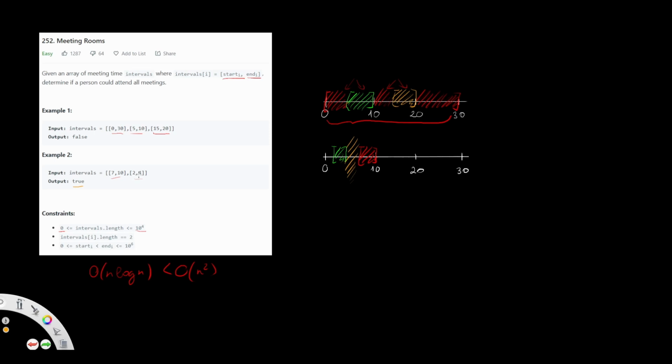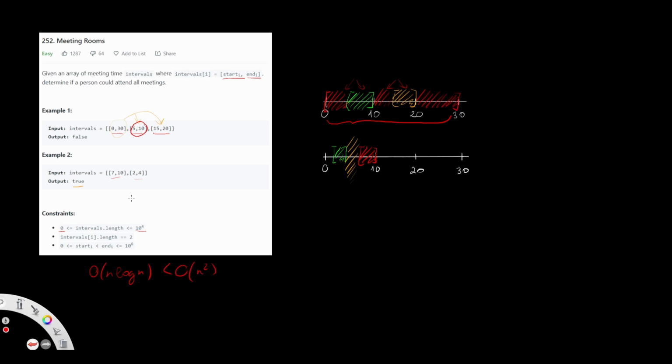Let's think about a very straightforward brute force solution. We take an interval, compare it with all the other intervals, and check for overlaps. In the first example's case, we take the first interval and compare it with all the other intervals. Since there is an overlap, we don't have to continue the check, but if there wasn't, then we would need to go forward and then take the second interval and compare it with all the other intervals.